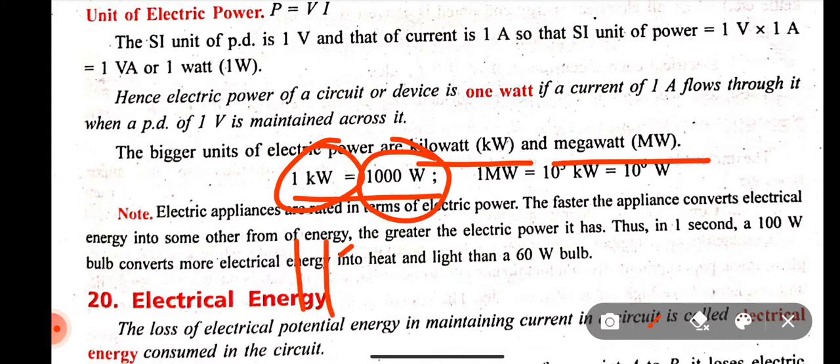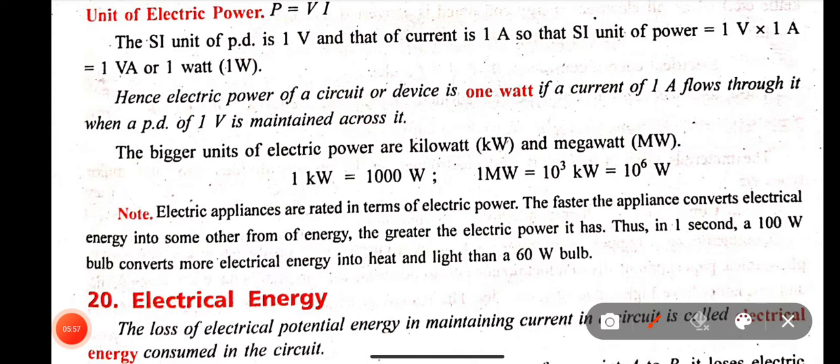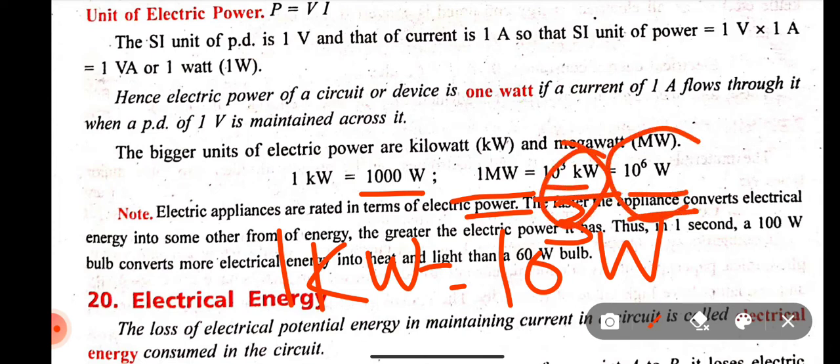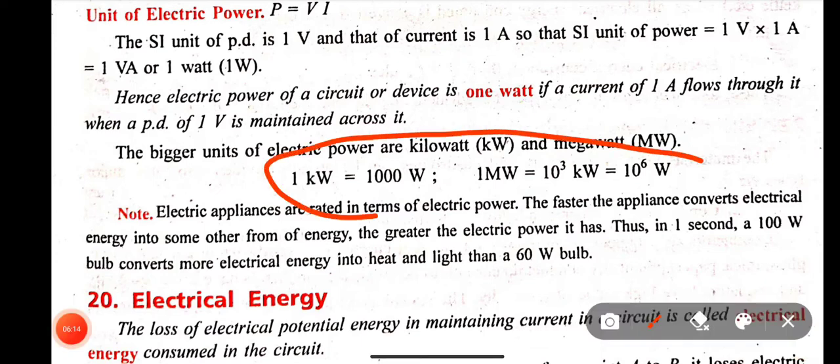So 1 kilowatt may be written as 10 to the power 3 watt. 1 kilowatt is equal to 10 to the power 3 watt, and 1 megawatt is equal to 10 to the power 3 kilowatt. In watt, it is 10 to the power 6 watt. This is really important regarding our examination to solve any numerical. So I hope you will learn this formula to solve your questions easily, right?